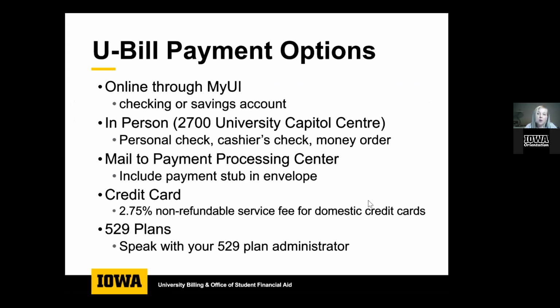Okay, we're moving on to how can you pay the bill. You can pay online through MyUI using a checking or savings account. We need your account number and routing number, and you can pay that through the student account or through a guest account. You can also pay in person. We are located in the University Capitol Center, used to be known as the Old Capitol Mall, right above CVS. You can also mail payments to our payment processing center. We do ask that you use that payment stub that you can obtain when you print the bill, just to make sure that your payment is posted to the correct account.